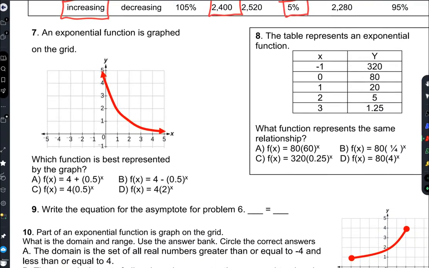Number 7, okay, I know the y-intercept is 4, don't I? So look through here, it can't have a plus or minus, but this works and this works. And then it has decay, doesn't it? This is decay. That means this number has to be smaller than 1. This is growth. So the right answer is going to be C. If I were to graph this, it would match to this graph, okay?